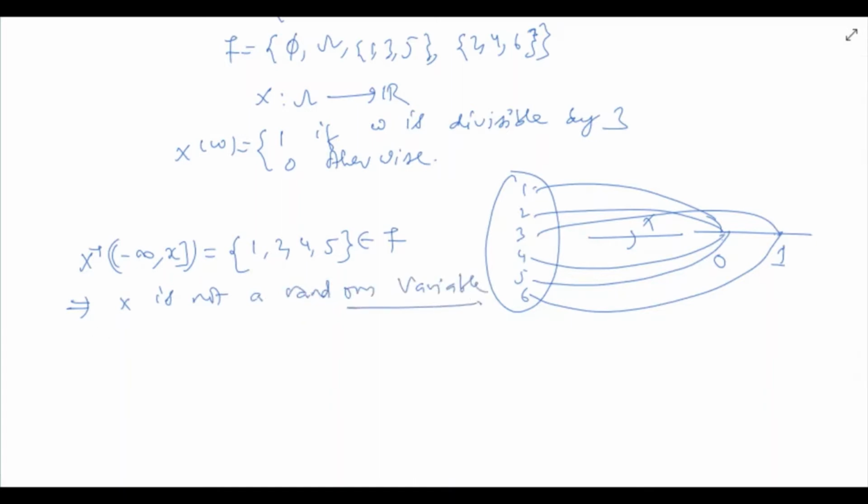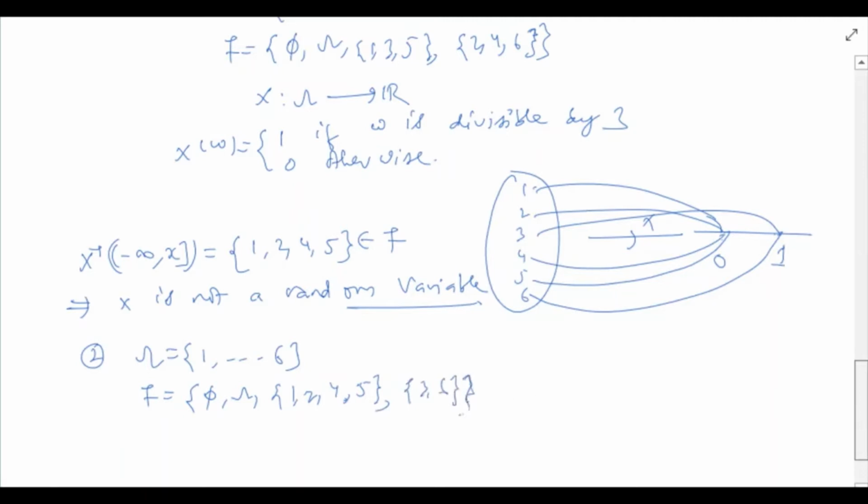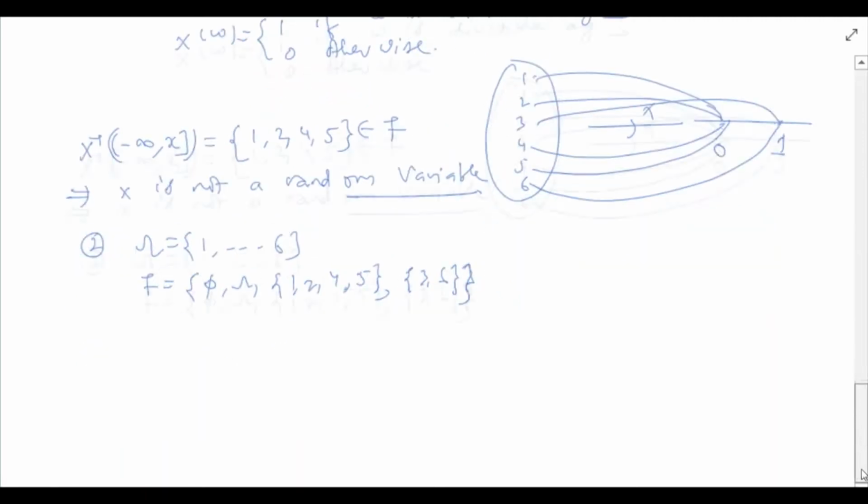However, let's consider the following example. Again, as before, omega is 1 to 6, but the event space now is the empty set, the whole set, {1, 2, 4, 5}, and {3, 6}. Now it can be checked that for any small x on the real line, the pre-image of the set (minus infinity, x] will be part of script F.